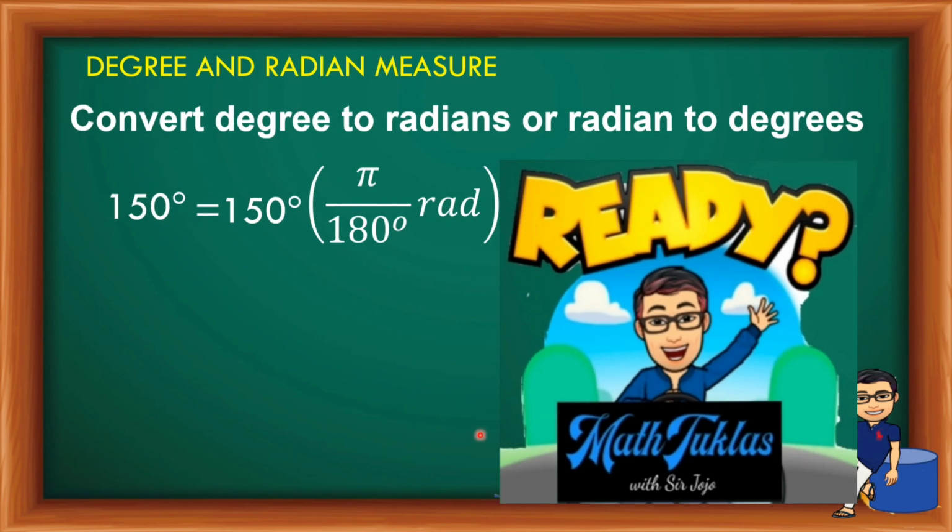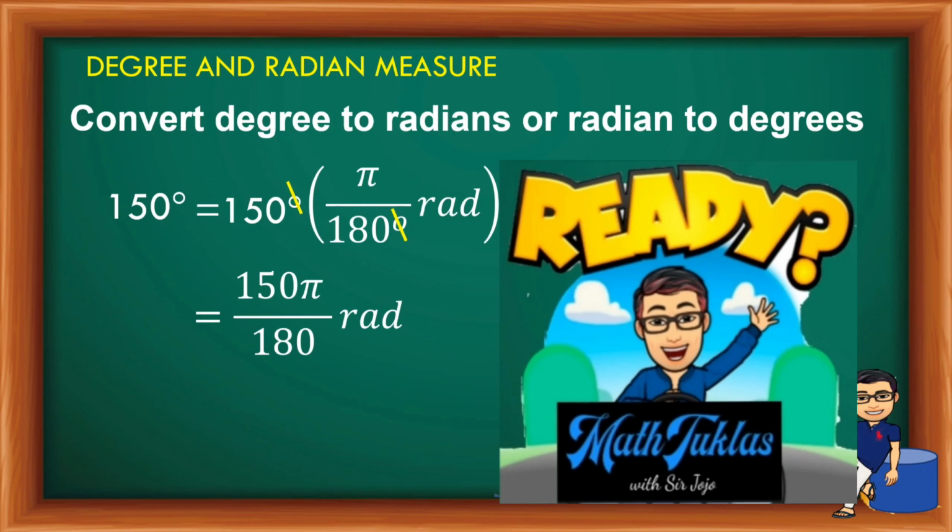Since we have degrees, we can cancel them. Then after that, we multiply 150 times pi, which means 150 pi over 180 radian. Again, 150 times pi is 150 pi, the numerator. Then copy 180, then radian. So, we have that. Then, we need to determine the simplified form of 150 over 180.